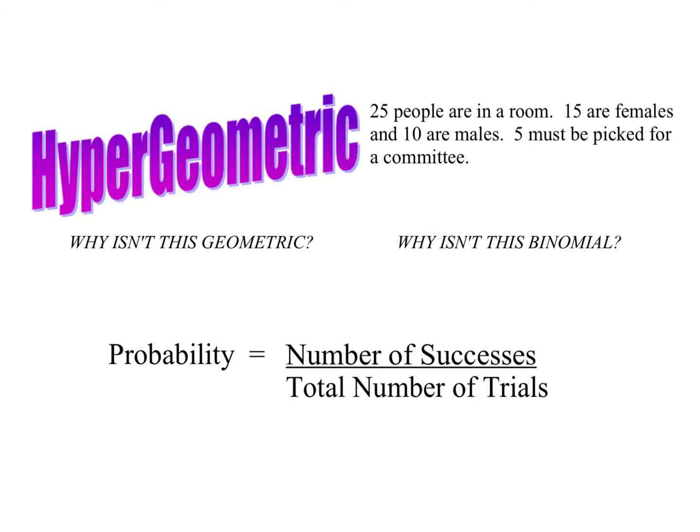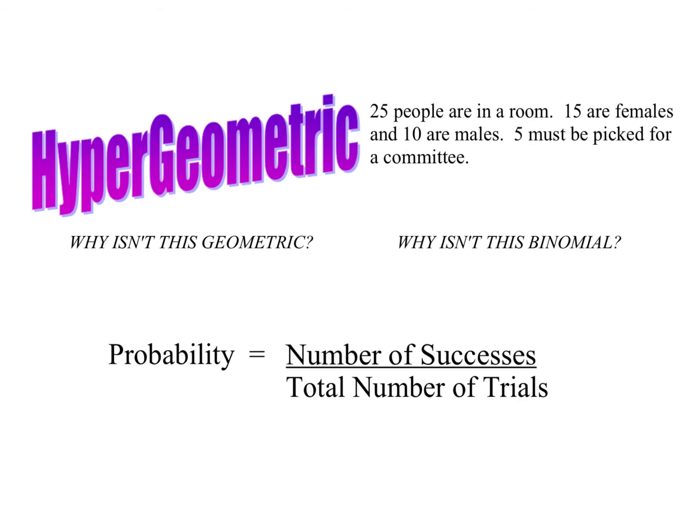So a hypergeometric situation. 25 people are in a room. 15 are females, 10 are males, and 5 are picked for a committee. Okay, so I guess first of all, why isn't it geometric? Hopefully the very first thing you notice is, well, they gave us a total number of people. So already we're like, okay, we're picking 5 out of 25. This is not geometric. But then you think, well, is it binomial? And the answer is no, because the minute we pick a person, let's say we picked a female, now there are only 24 people left and 14 are female.